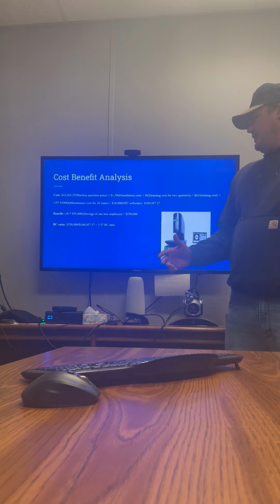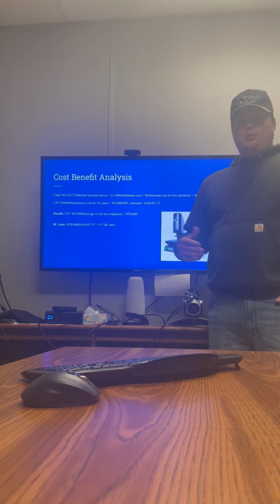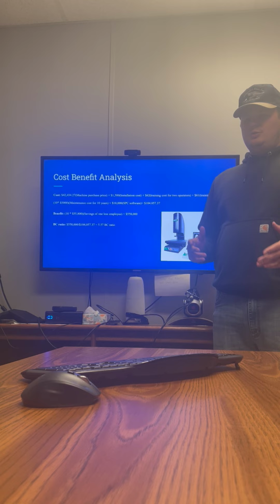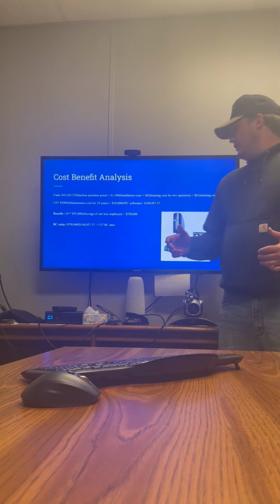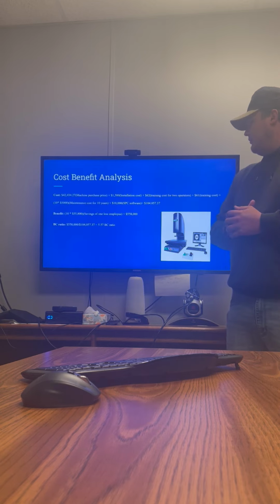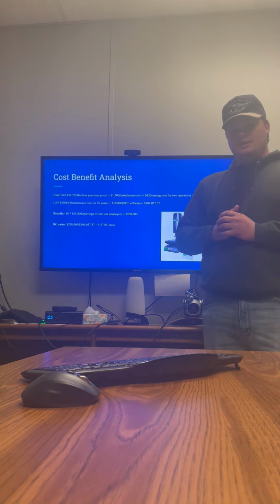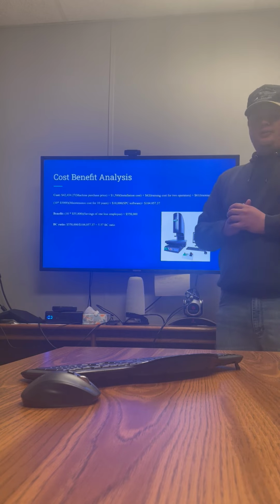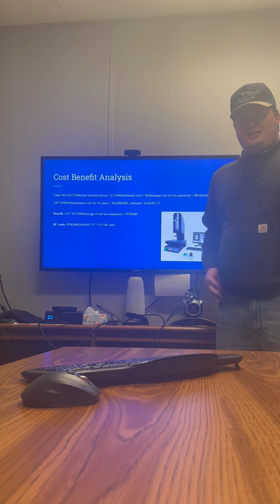For benefits, we were looking at removing one person because this machine is going to be much quicker and we no longer need 2 people to do the same job. With that, we found the savings, the benefit, to be $558,000 and the cost to be $104,057.37. So with that, we did a BC ratio and it comes out to 5.57, and that is above 1. So it's an obvious choice that we do buy the machine, and it does benefit us.